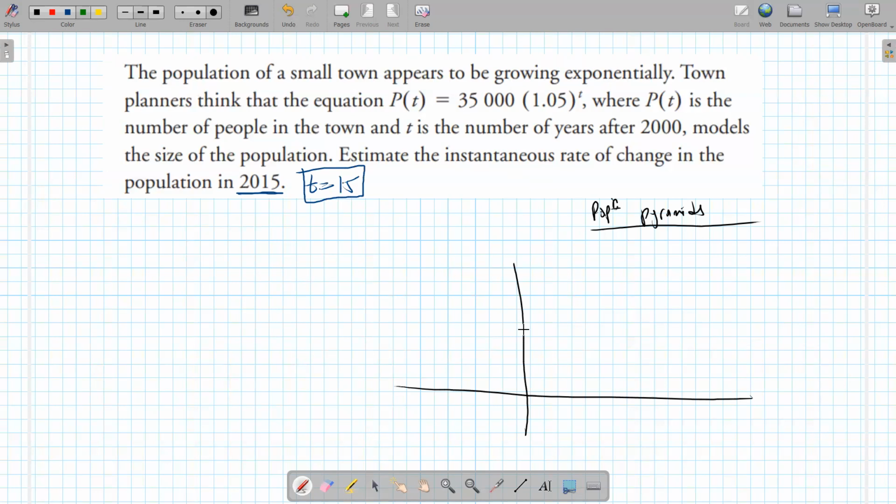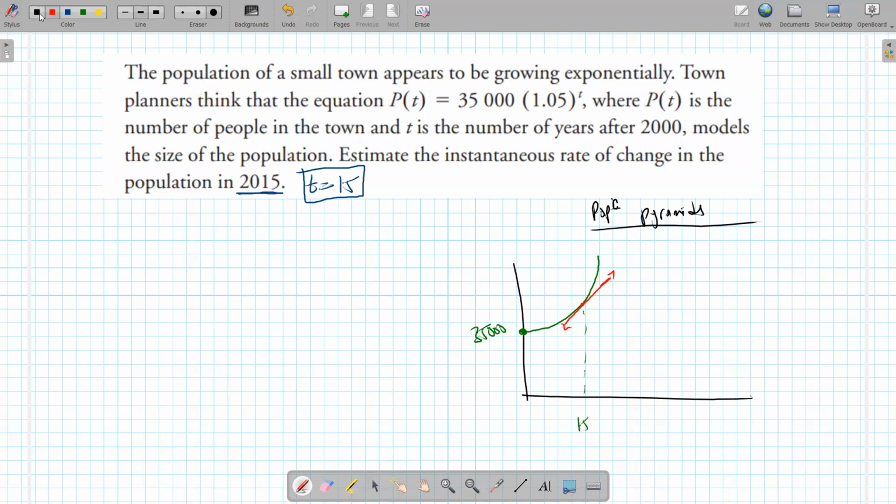The sketch of this looks something like this. We don't care about the negative x-axis because it's time. Also the negative y-axis is the number of people, so we don't care about that at all. It's going to start at 35,000 and it's going to go like this. This is an exponential growth model. At t equals 15, what the question is asking us is to find the slope of this tangent line. That's all the question is asking us. So how do you actually find this?